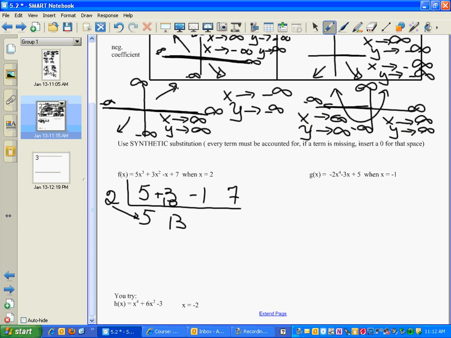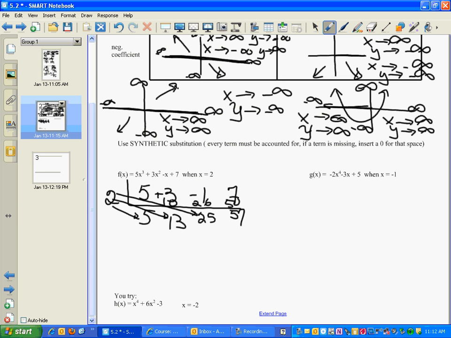Okay, now we do the process again. What is 2 times 13? Put it underneath the -1 and we add and get 25. What is 2 times 25? And what do? Add it to the 7, get 57.